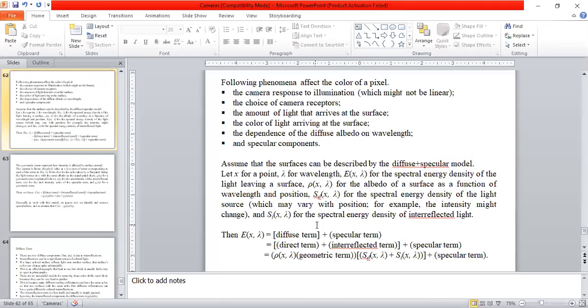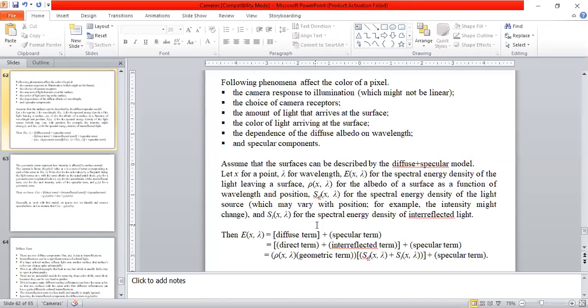With this model, the intensity at a pixel, or the color, can be represented as E of x comma lambda, equal to the summation of a diffuse term plus a specular term, because we assumed that the surface is diffusive and specular in nature. When we say diffuse, we will be including two terms here. One is direct and another one is an interreflected term.